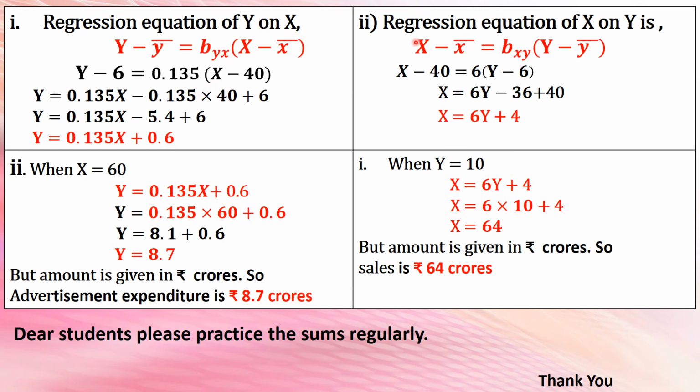And the regression equation of x on y is x minus x bar is equal to bxy into y minus y bar, that is x minus 40. Substitute the values. bxy is 6 and y bar is also 6. So 6y minus 36 plus 40, that is 6y plus 4. Now we need to calculate the value of sales corresponding to the advertisement expense and the value of the advertisement expense corresponding to the sale. Here as the sale is given, we need to calculate the advertisement expense y.